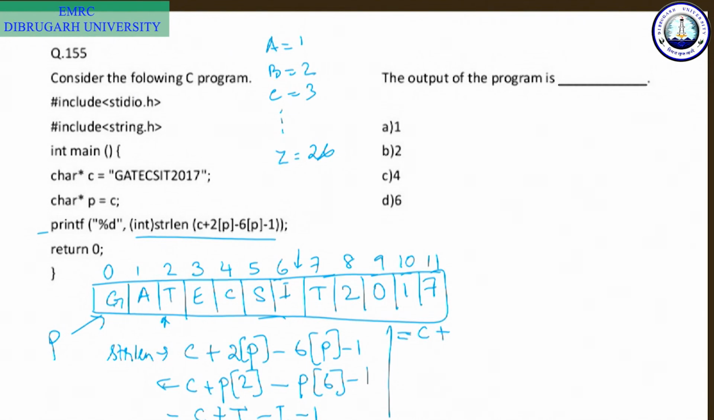Why have I written it this way? Somewhere the I will come, and somewhere the T will come. So what is the value of T? The value of T is 20 minus, what is the value of I? It is 9, minus 1. So C plus 20 minus 9, it is 11, 11 minus 1, it is 10. So C plus 10.